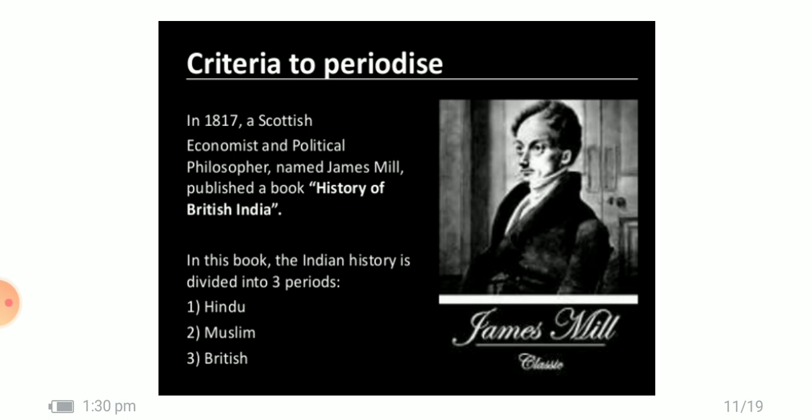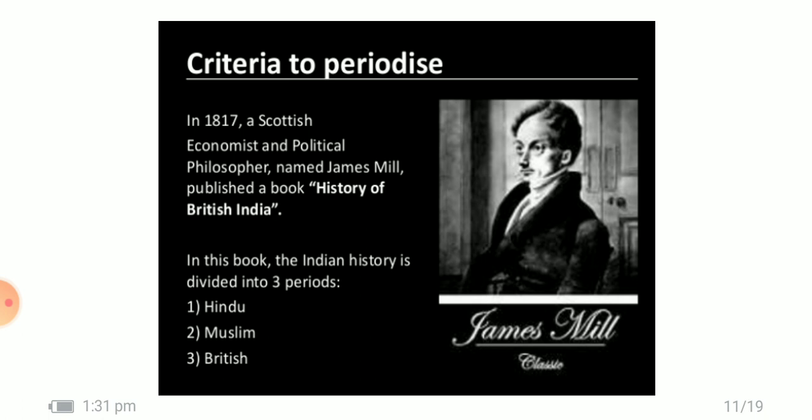Criteria to periodize. There is a criteria, there is a way to periodize. Let's see in this slide. In 1817, a Scottish economist and political philosopher named James Mill published a book, History of British India. In this book, Indian history is divided into three periods. James Mill divided Indian history into three periods: according to him, the first period is Hindu, the second Muslim, and the third British.